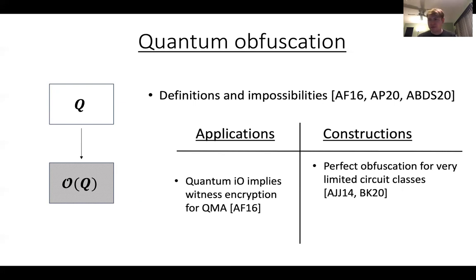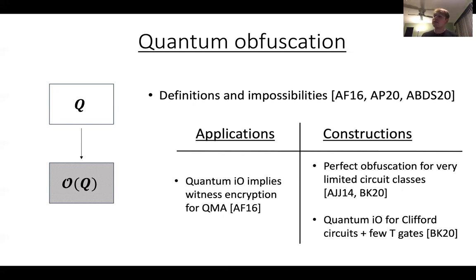But we can't hope to do perfect obfuscation for all polynomial time quantum circuits. So we'll need to move to computational assumptions, and there has been a work that addresses this and shows how to obtain quantum IO for circuits with Clifford gates, plus logarithmically many T-gates. This is a class of quantum circuits that we do know how to obfuscate, assuming classical IO. But this is pretty much all of the prior work on quantum obfuscation.